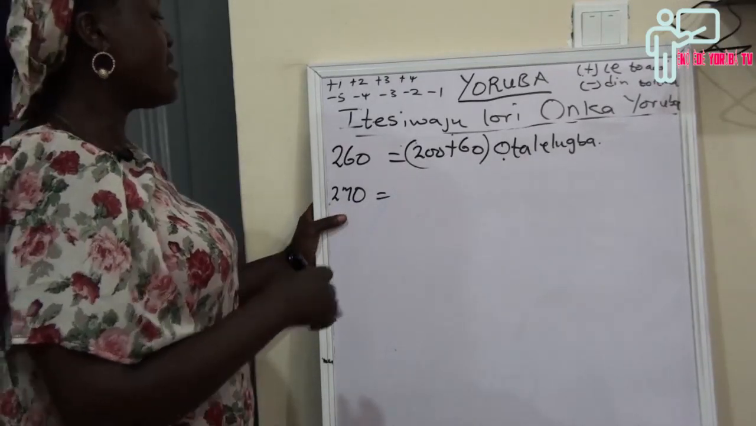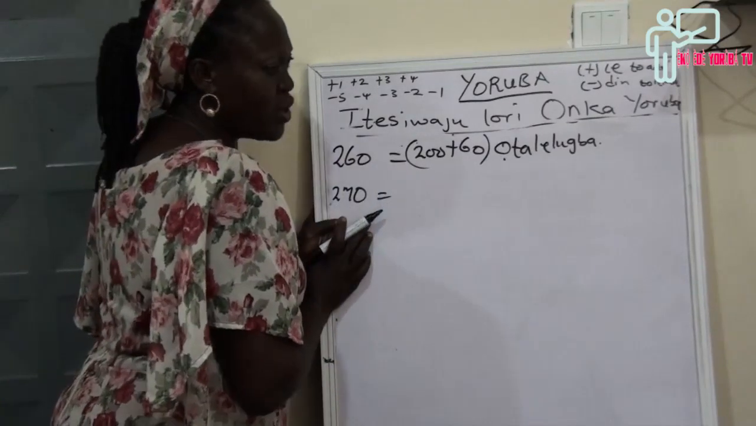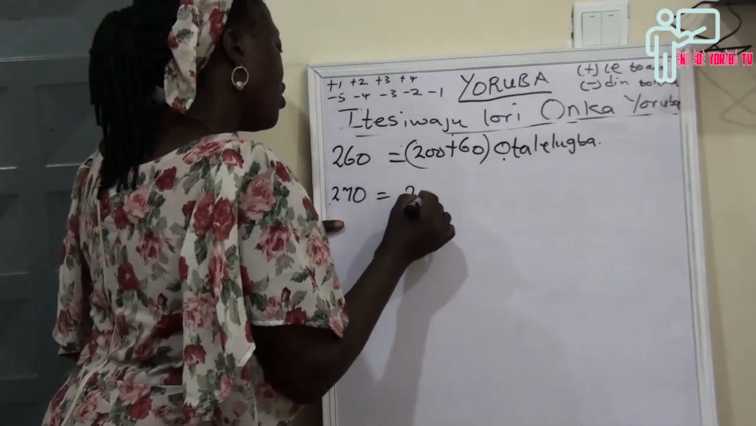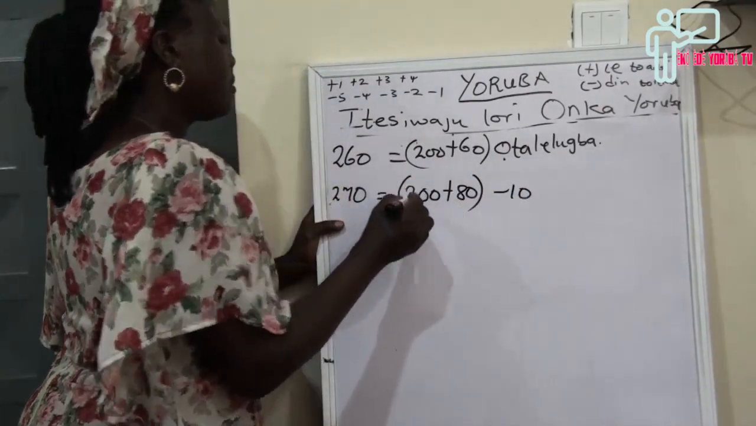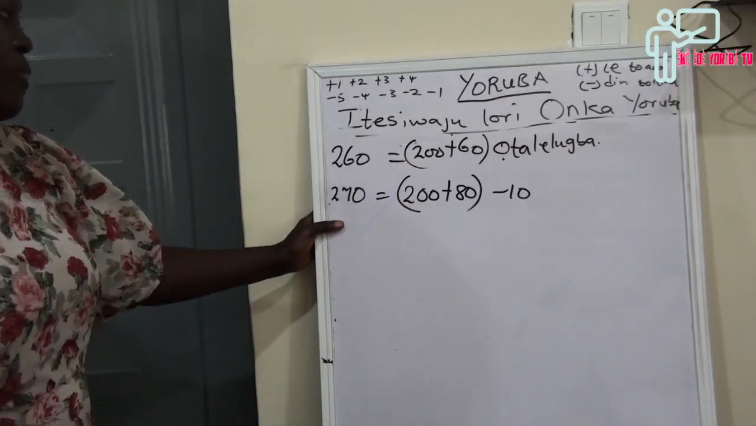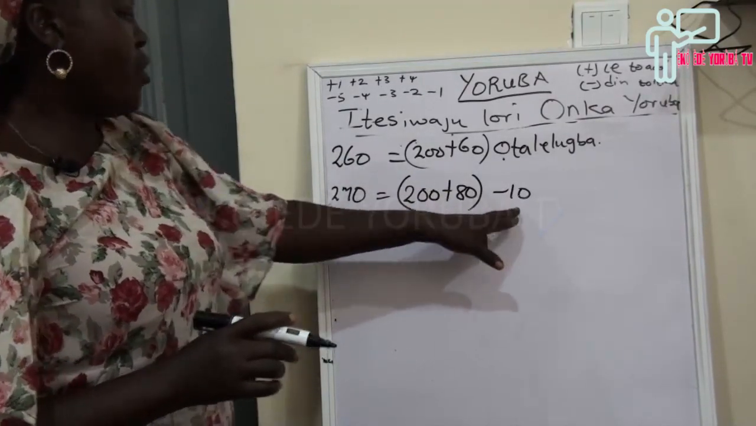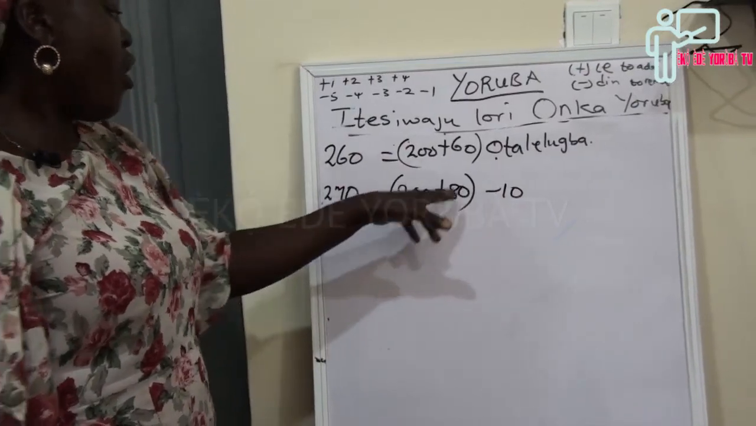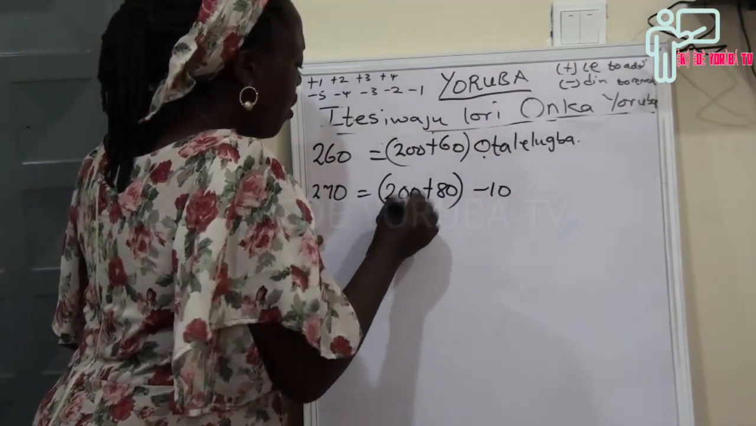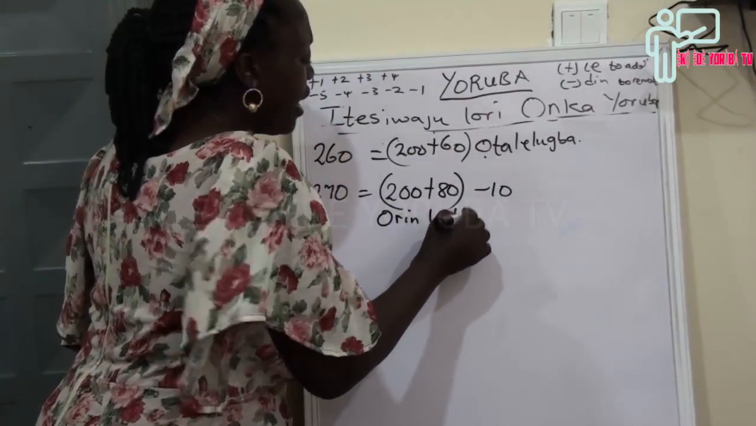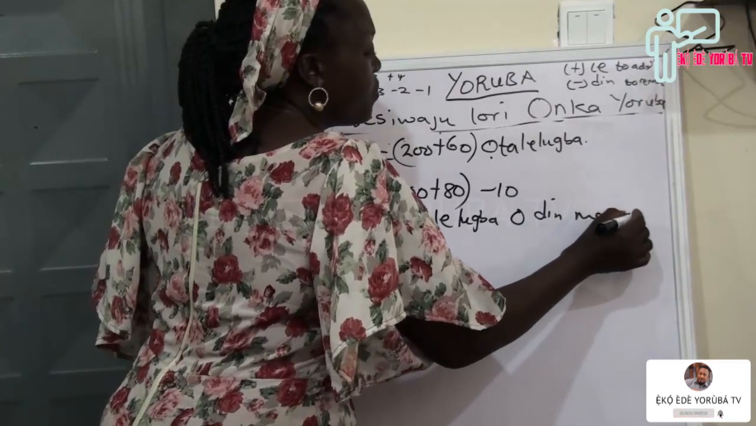You know I told you that ọ̀tà, ọ̀rìn. So that is where we are going to get it now. It will now be 200 plus 80 minus 10. That's where we get it. So this one now will be ọ̀rìnlélúgba ó dín mẹ́wàá.